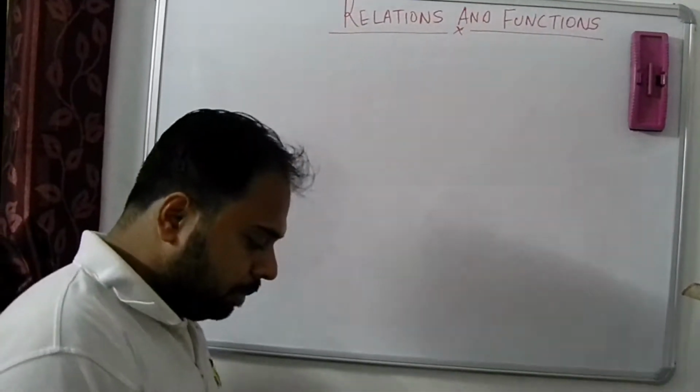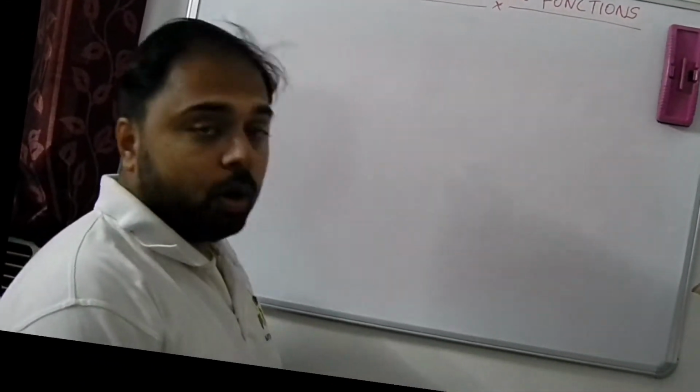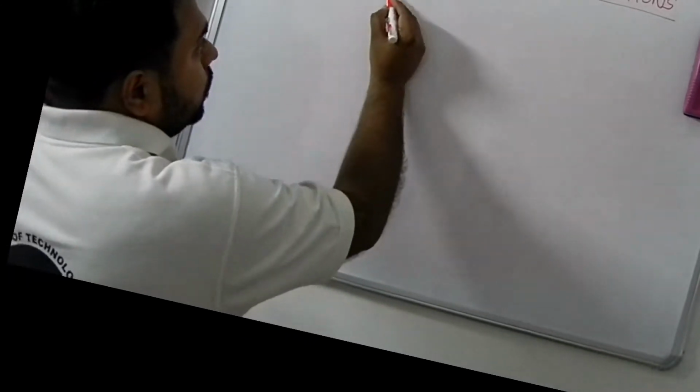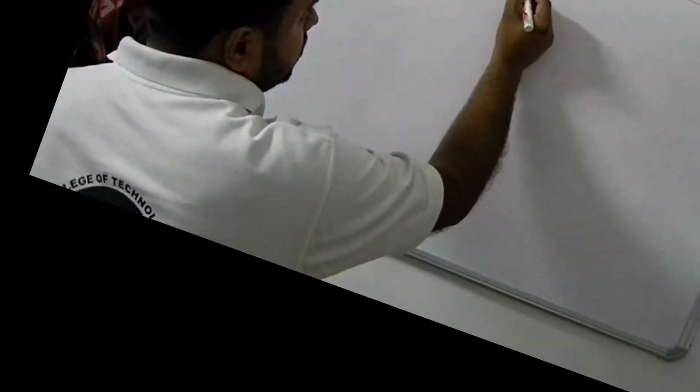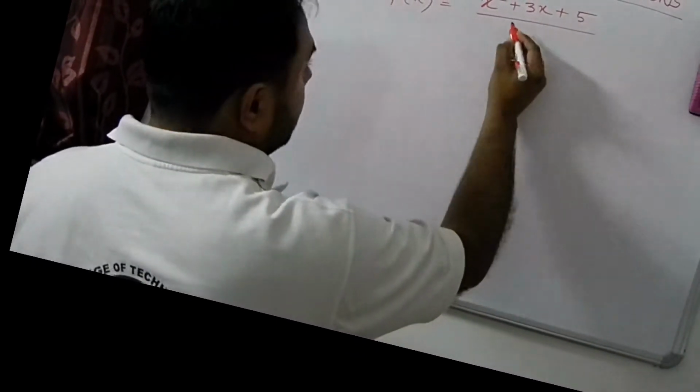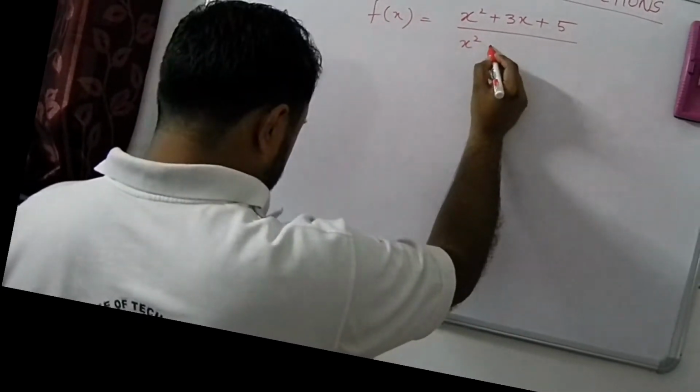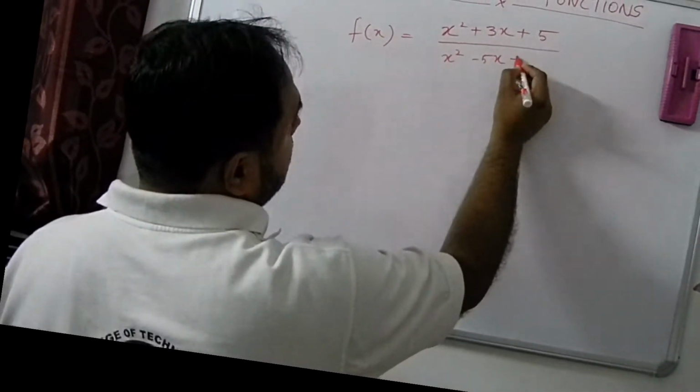Let's take another example. Now they are asking for the domain of a function. These are very typical questions that you get day in and day out. Like, there is a function f(x). First of all, let's see what it is: (x² + 3x + 5) divided by (x² − 5x + 4).